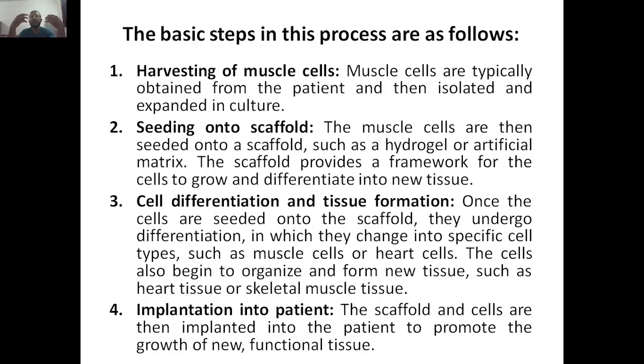Now you are going to implant the scaffold. Now you have a scaffold with the seeded cells which have differentiated. They have formed the cells, and then the tissues. Now we have the tissue with the scaffold, and we need to implant this. So the scaffold and the cells are then implanted into the patient. Now I am implanting this scaffold along with the cells into the patient to improve the growth of new and functional tissue.